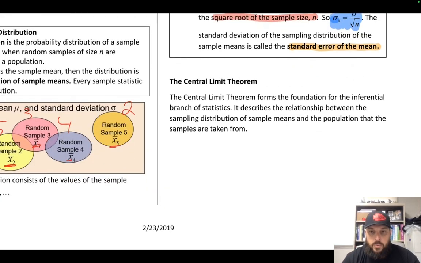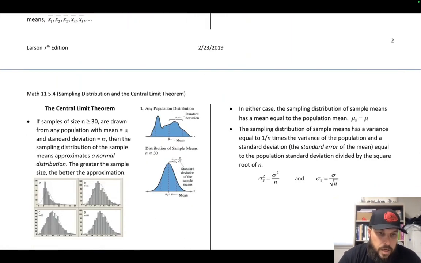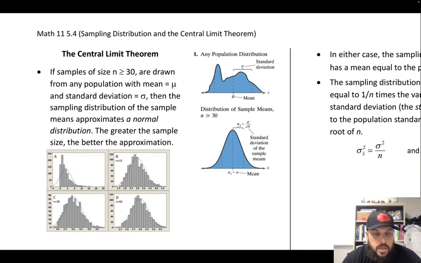Which brings us into our main topic where this all comes from. Central limit theorem forms the foundation for inferential branch of statistics, inferring based on data. It describes the relationship between our sampling distribution of sample means and the population that the samples are taken from. So it allows us to connect those two ideas. So let's take a look how this applies here a little bit.